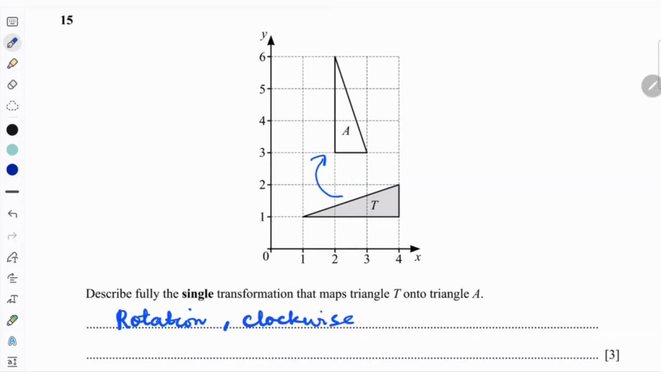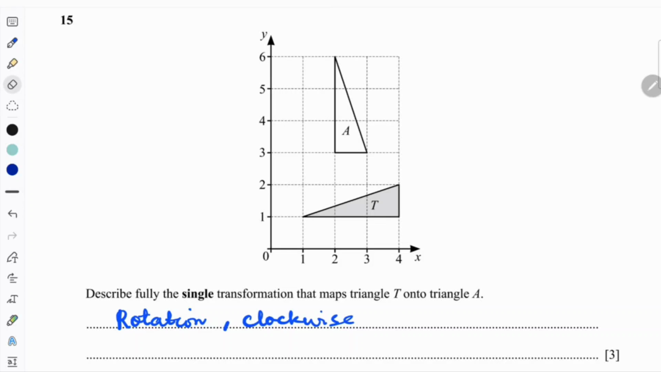Now we have to write down the angle and the center of rotation also. So one of the points, just check here. Actually, how do we find out the center point? We just draw the perpendicular bisectors of the corresponding points. Wherever the perpendicular bisectors meet, that is the point of rotation, the center of rotation.